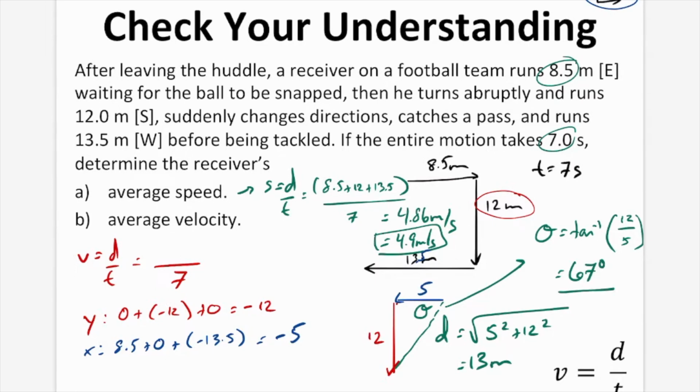So 67 degrees. So now we have our displacement is actually going to be 13 meters. Now we're going, in this case, west, 67 degrees south, because we went west and then south. So now we have all the information. So going back up to our equation here, v equals d over t, we know that d is 13. So our velocity becomes 1.9 meters per second, west, 67 degrees south. And that's our final answer.